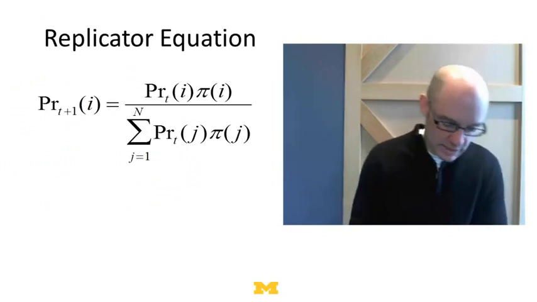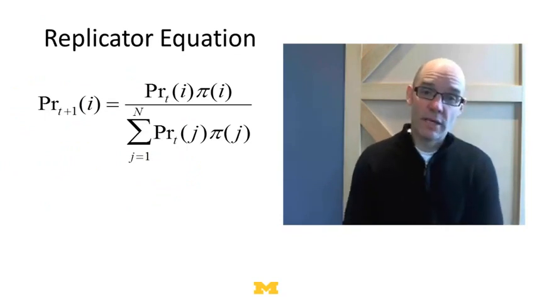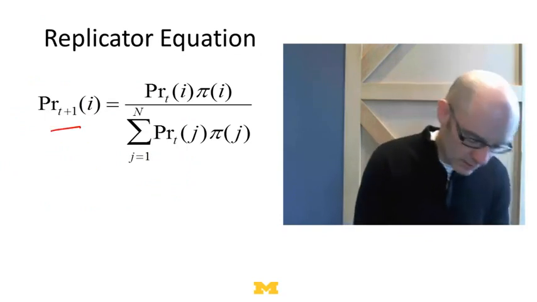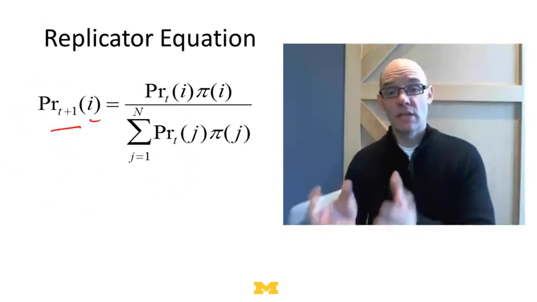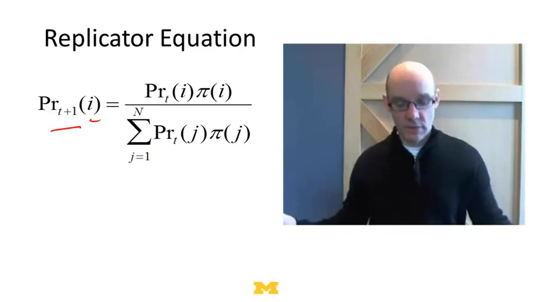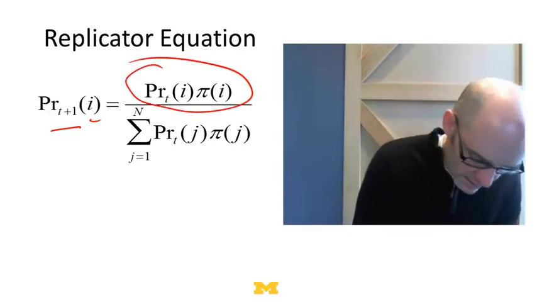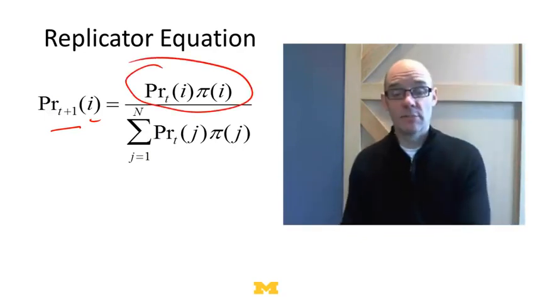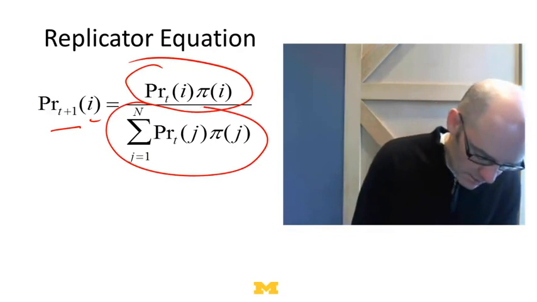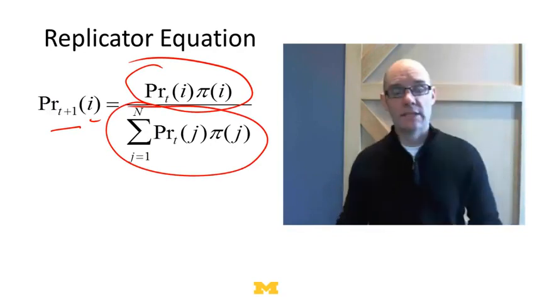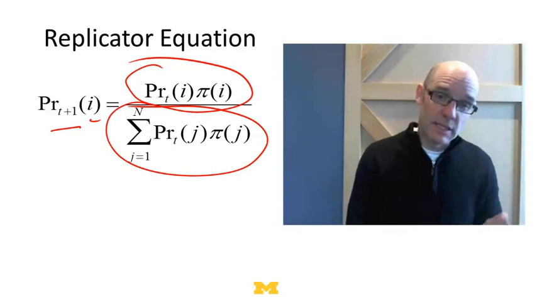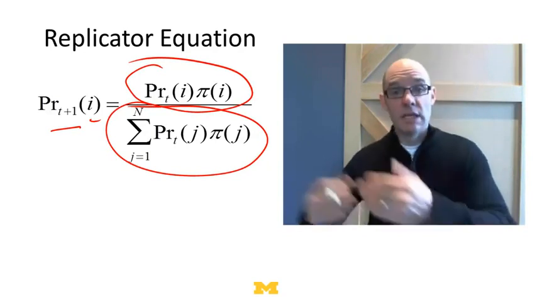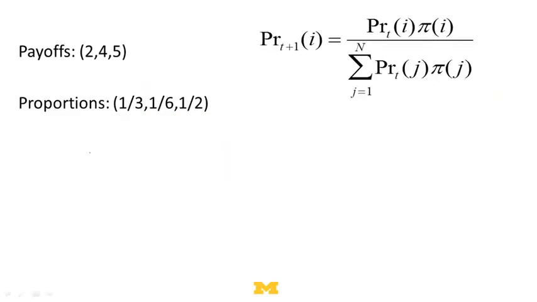So here's the idea. The probability that you play strategy i in period t plus 1 is just the ratio of its weight to the total weight of all the strategies. Because remember, the weight is just the probability somebody plays the strategy times its payoff. And on the bottom, we're just summing over the weights of all the different actions or strategies. So the probability that someone is of that particular type in the next period is just going to be its relative weight. Okay, so let's do an example.